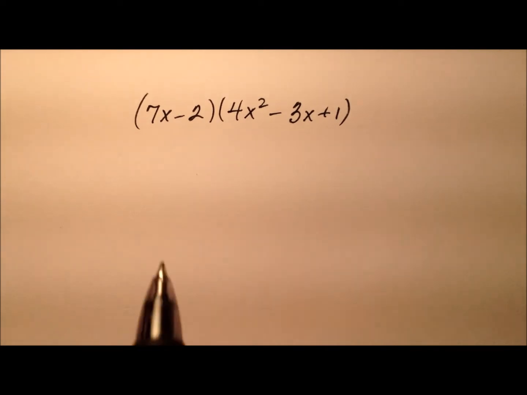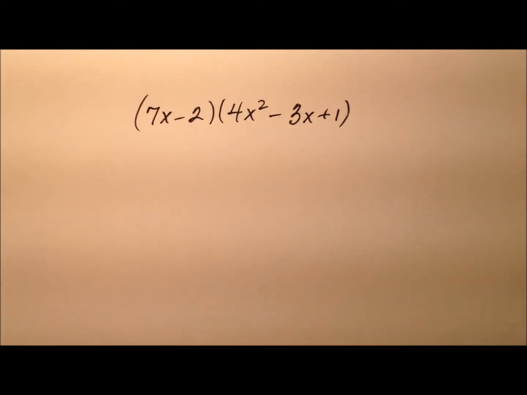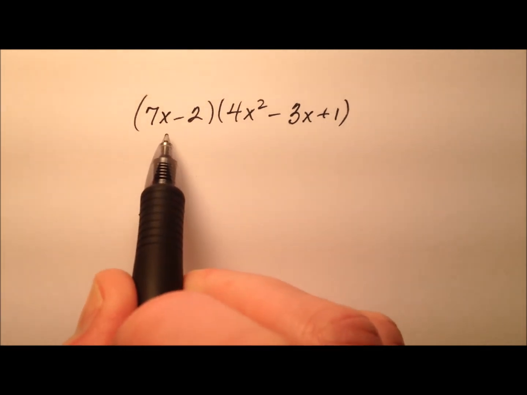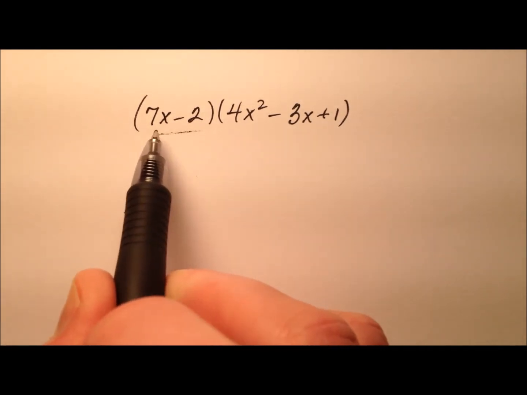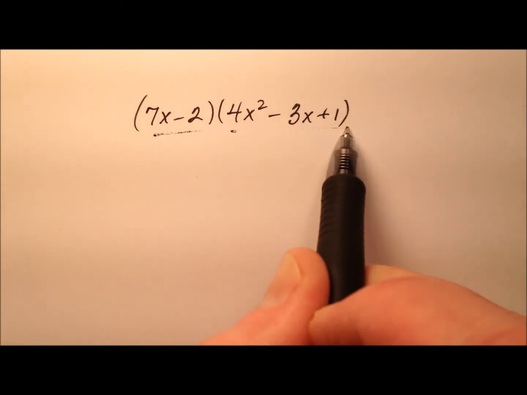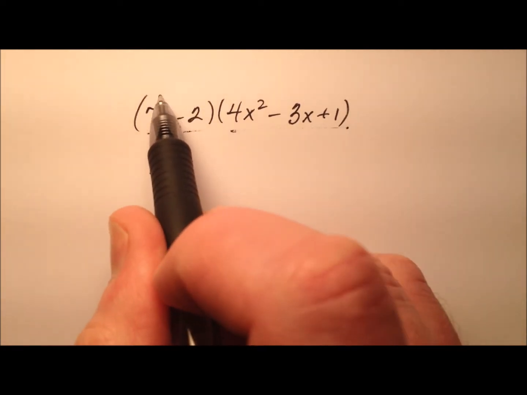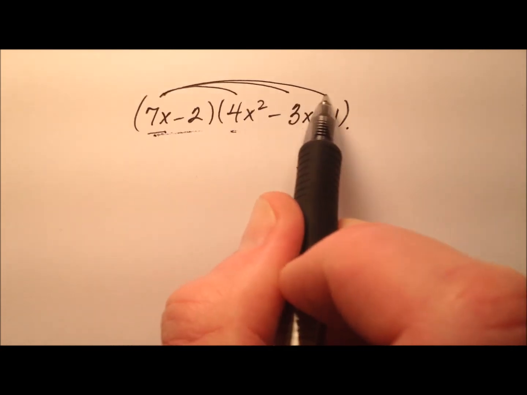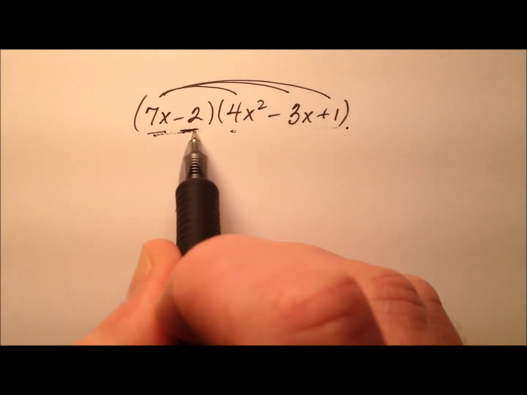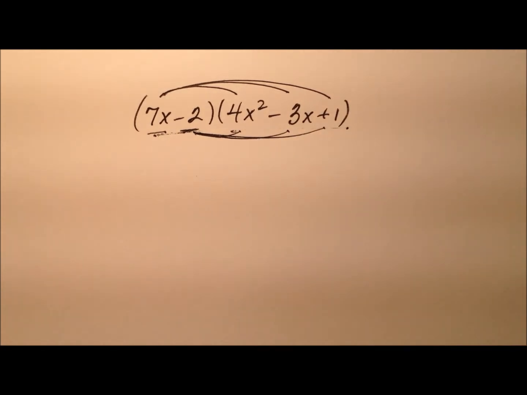Here's a quick example for a binomial times a trinomial. And what I'm going to introduce now is a vertical stacking method where we keep all of our like terms in columns. And that makes it a lot easier to keep track of like terms and add them at the end. So once again, I'm going to distribute every single term from this binomial across every term in this trinomial. So the 7x will be multiplied by all three of these terms. And then the negative 2 will be multiplied by all three of those terms. And then any like terms will need to be combined.